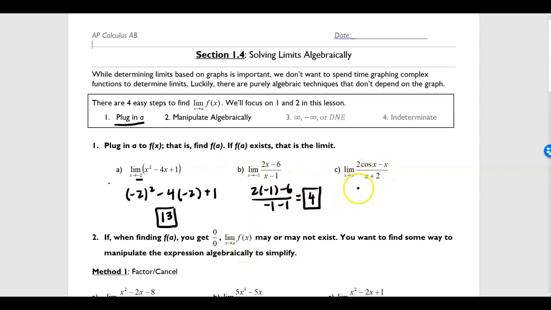All right, let's review some trig values. The limit as x approaches pi of 2 cosine x minus x over x plus 2. So I have 2 cosine of pi minus pi over pi plus 2. Let's remember what that is. Cosine of pi is negative 1. So this is actually times 2, negative 2 minus pi over pi plus 2. And so you might recognize those are opposites in the numerator and denominator. And so then when we simplify those, we will just get negative 1. You can also just factor negative 1 out of the numerator and then cancel.